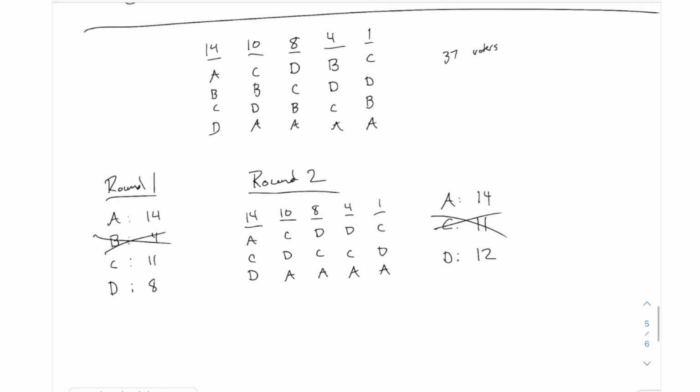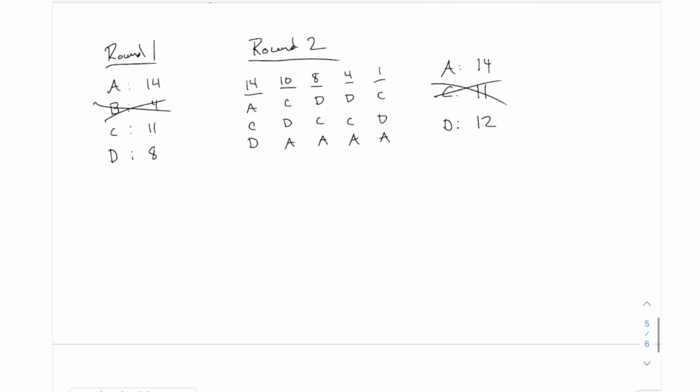And now it's just A versus D. So for round 3, if you like, you can even redraw the chart this time, drawing only A's and D's. So 14 say A over D, 10 say D over A, another 8 also say D over A, another 4 also say D over A, and another 1 also says D over A. And now A has 14, D has more than 14, right? 10 and 8 and 4, that's 22, 23. And so D wins.